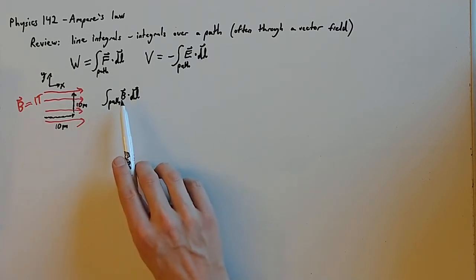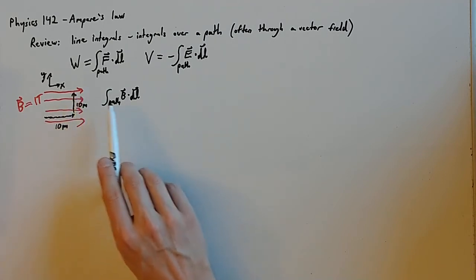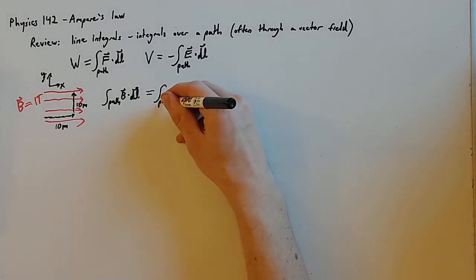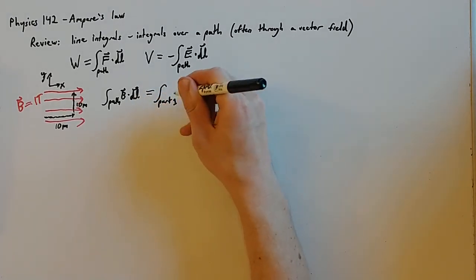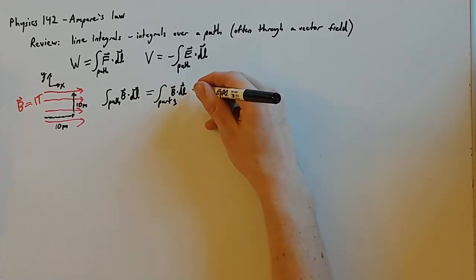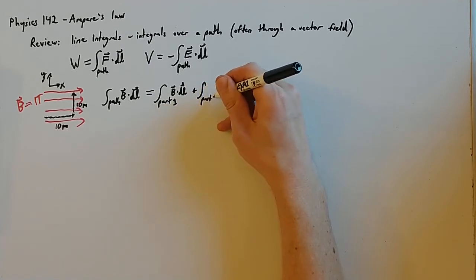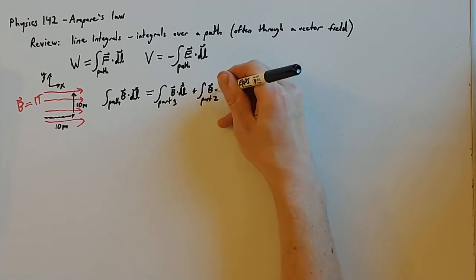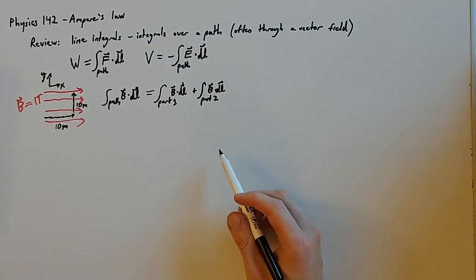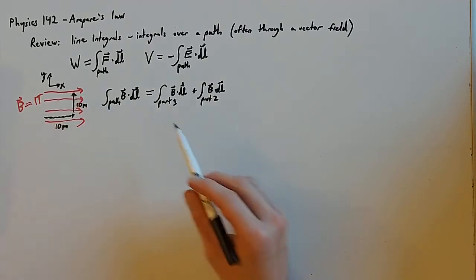So to integrate over this path, I might think of this as the first part and this as the second part. I'm going to do the integral over part 1 of B dot dl, and then I will also do the integral over part 2 of B dot dl. This is how I accomplish this integral. I split it into two different pieces.